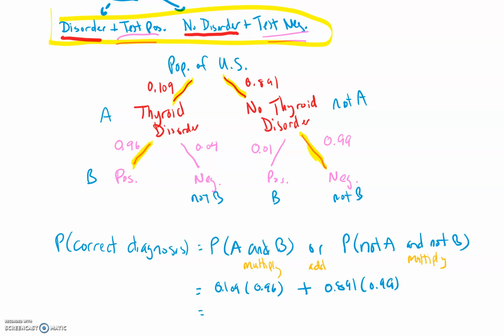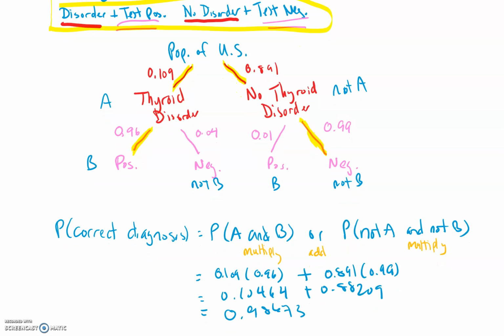So that's going to be 0.10464 plus 0.88209, which will give us 0.98673, or 98.673%. Obviously, depending on the question, if it asks you to round, please do round.